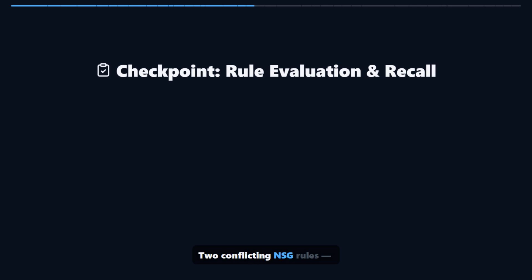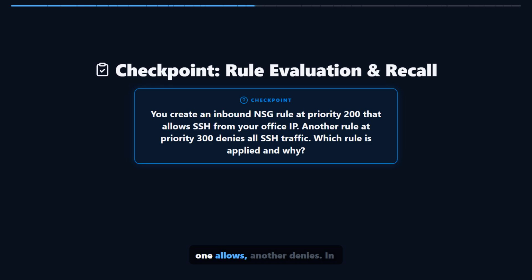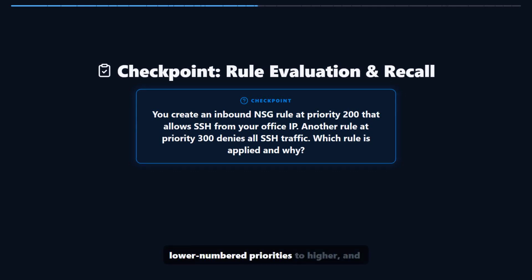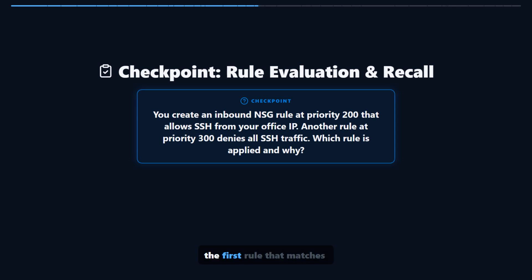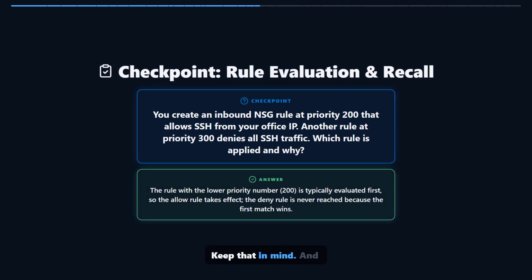Two conflicting NSG rules. One allows, another denies. In practice, Azure processes rules from lower-numbered priorities to higher, and the first rule that matches is the one that applies. Keep that in mind.